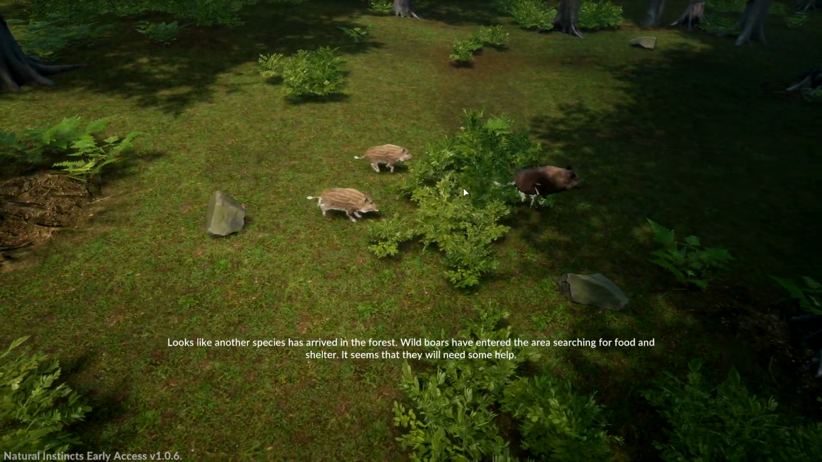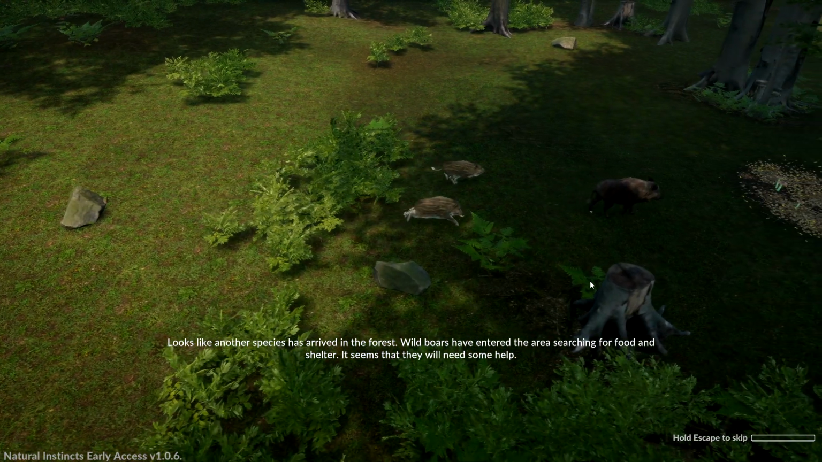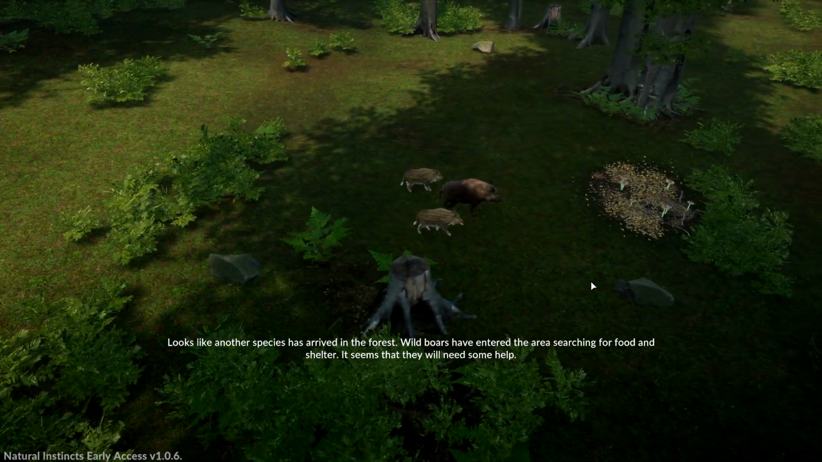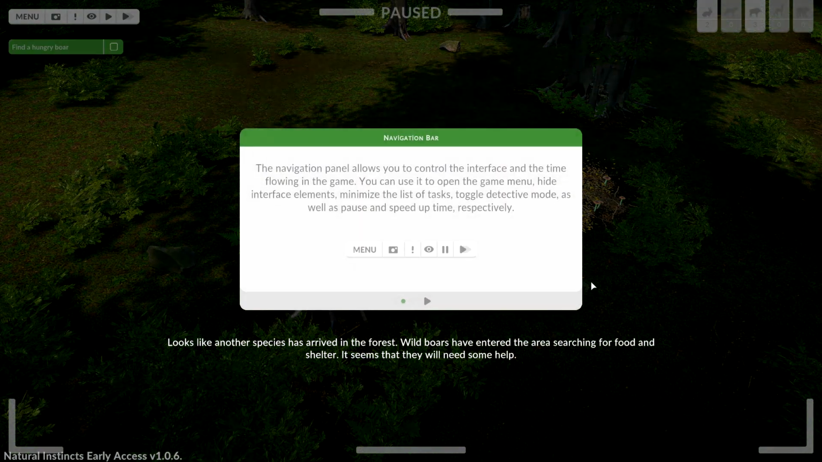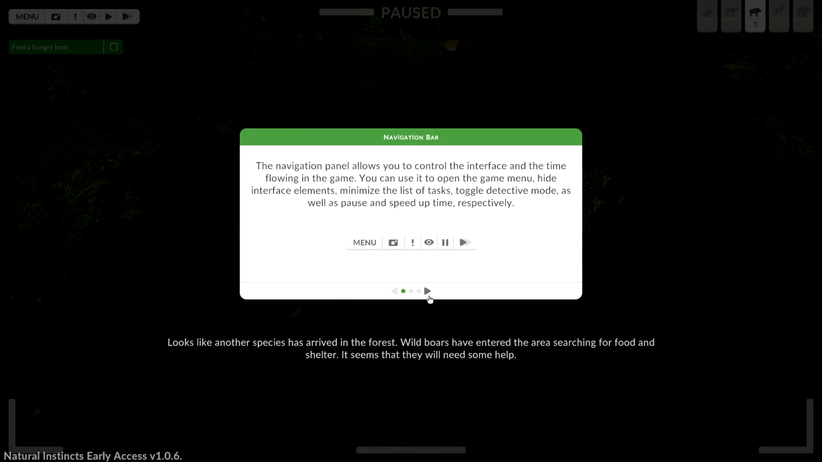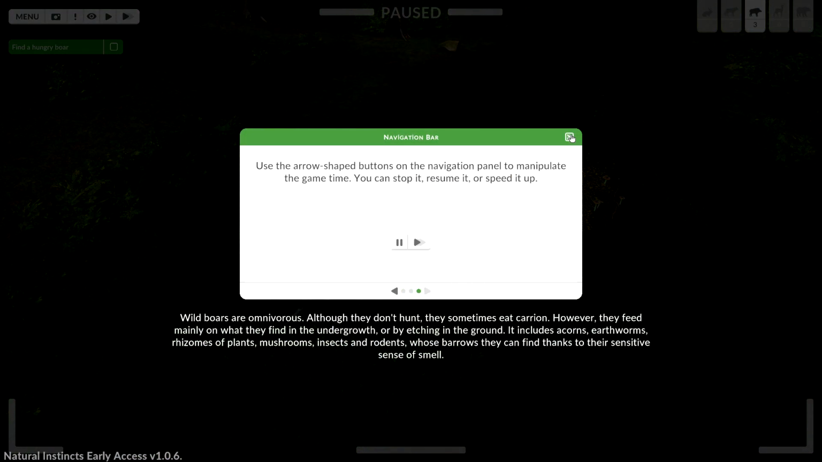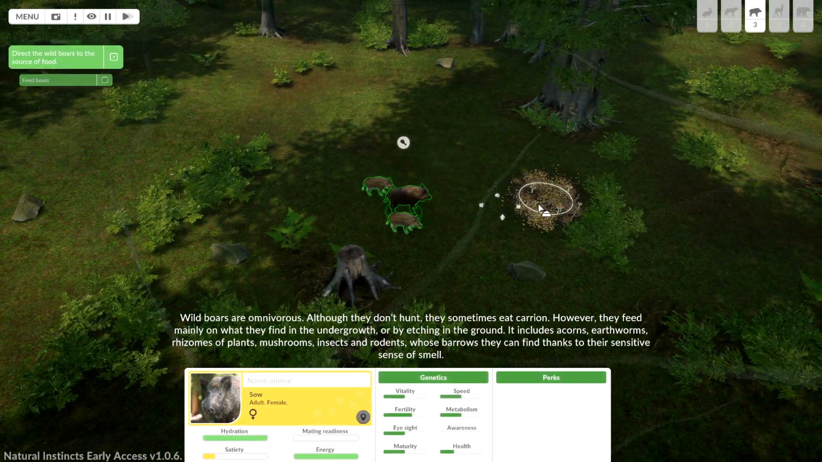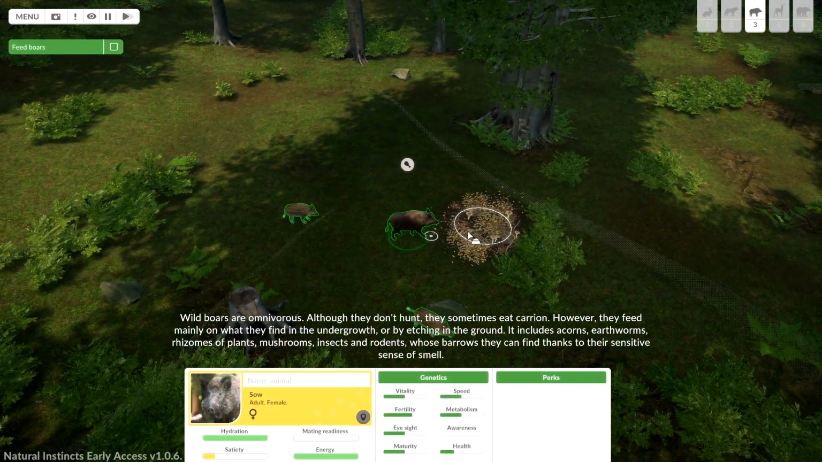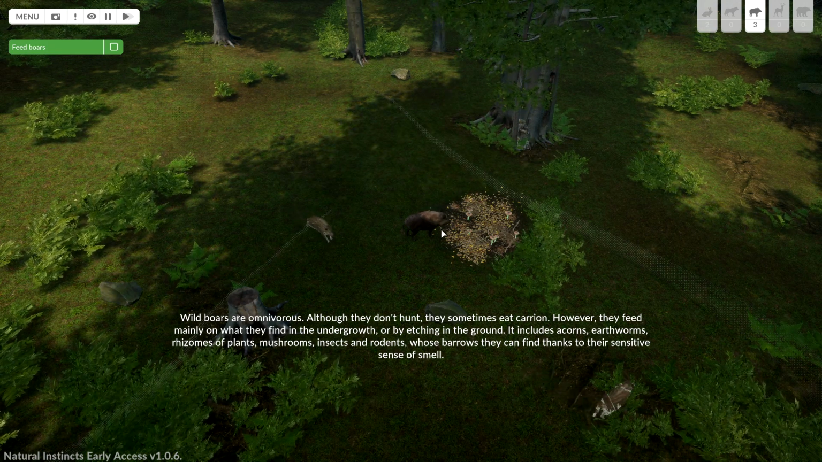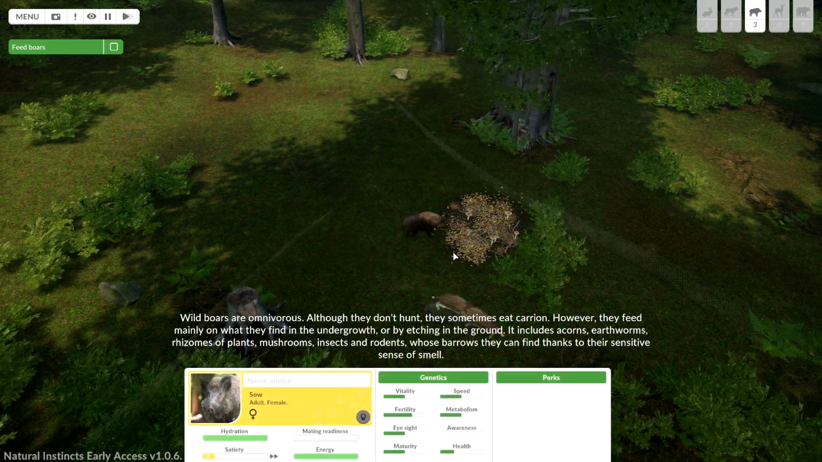Looks like another species has arrived in the forest. Wild boars have entered the area searching for food and shelter. It seems that they will need some help. Wild boars are omnivorous. Although they don't hunt, they sometimes eat carrion. However, they feed mainly on what they find in the undergrowth or by etching in the ground.